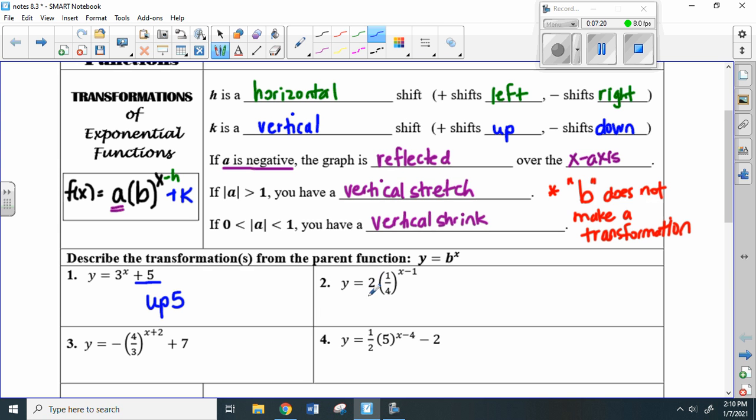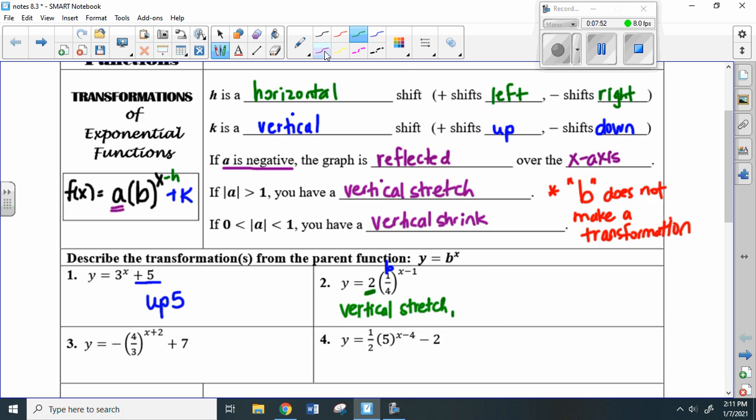In number 2, you have 2 numbers before you get to the exponent. The one inside parentheses is the B. That's not a transformation. It's the one in front of that that is your A. It's positive, so it's not a reflection, but it's bigger than 1, so it does make a vertical stretch. The 1/4 is not a transformation.